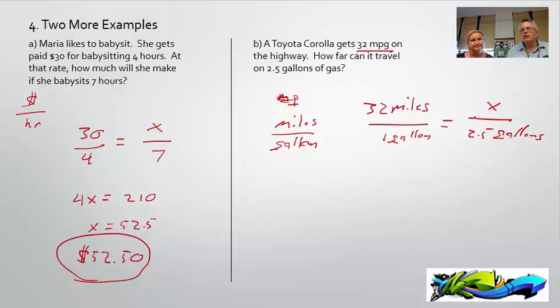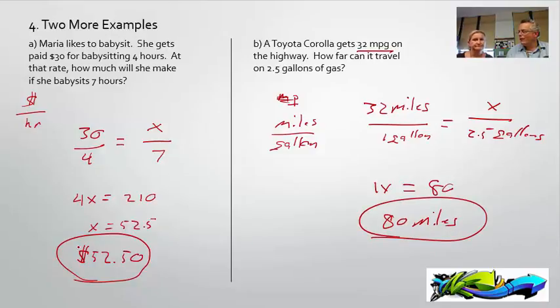All right. So we get 1 times x equals 32 times 2.5? Yes. Which is 80. And guess what? We're done. So we can get 80 miles because it's just 1x equals 80. So on 2.5 gallons, we can expect to go 80 miles.